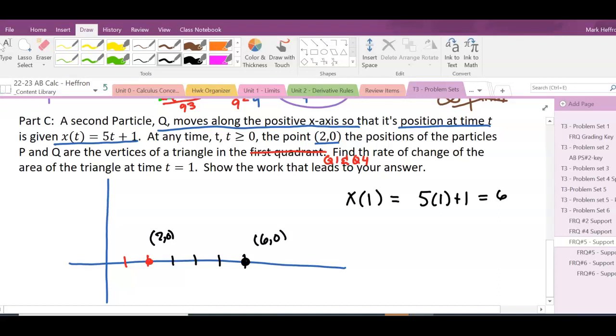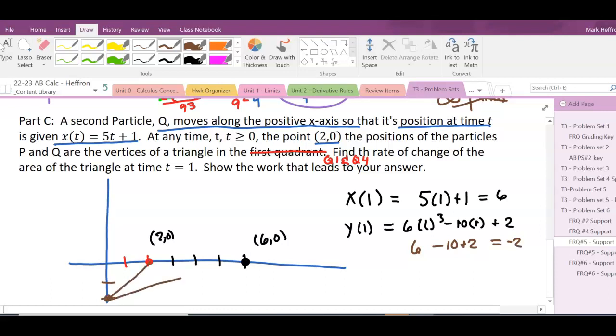And the last point is going to come from our position function in y. Y of 1 will be 6 times 1 cubed minus 10 times 1 plus 2 was our position function, or 6 minus 10 plus 2 is negative 2. So that means this vertice is down here, and my triangle looks like this.